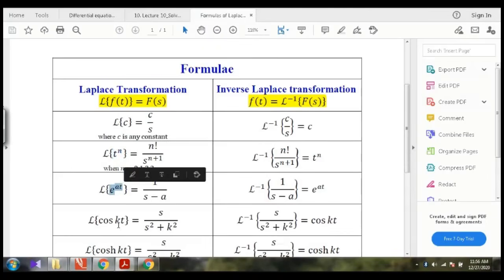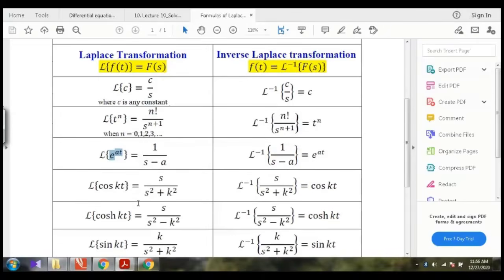The Laplace transformation of e power at is 1 over s negative a. Suppose we have 1 over s negative a and we want inverse Laplace transformation to be applied. What will be the result? The result will be e power at. So can you relate Laplace and inverse Laplace transformation? Any confusion here? No, sir.